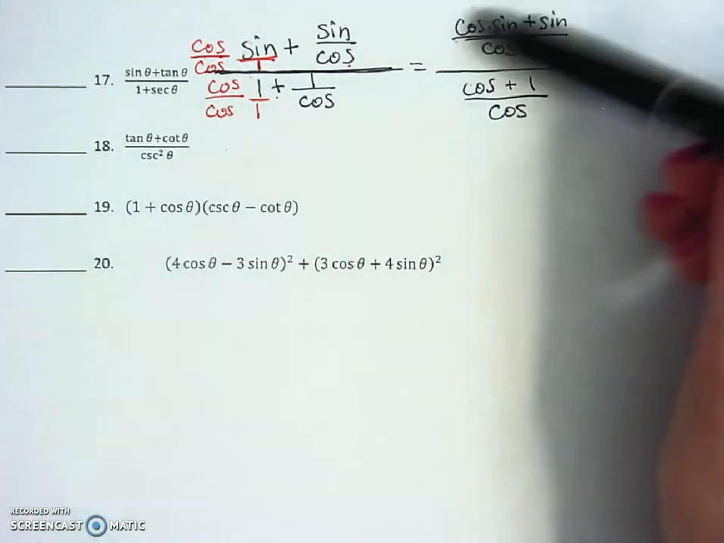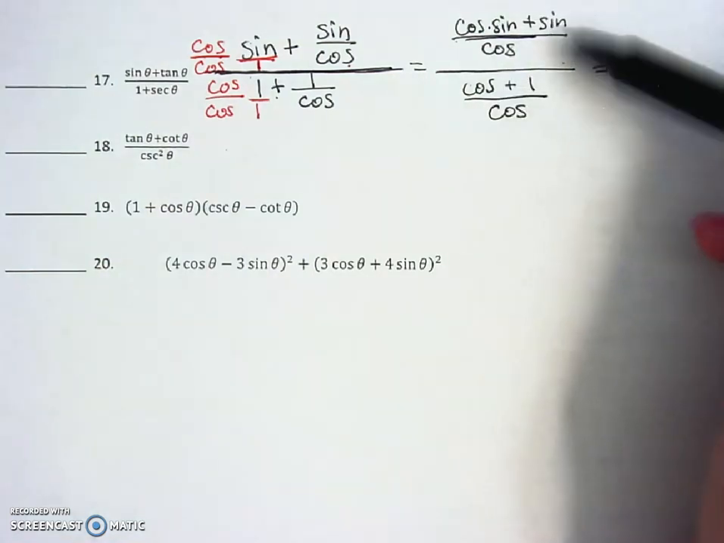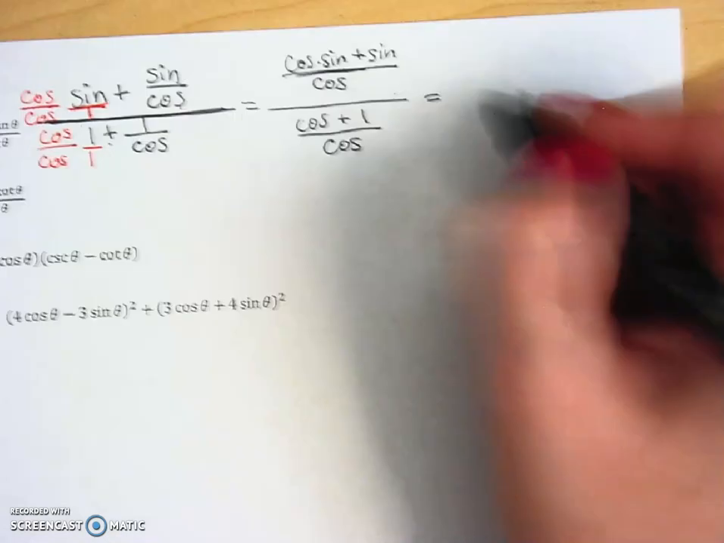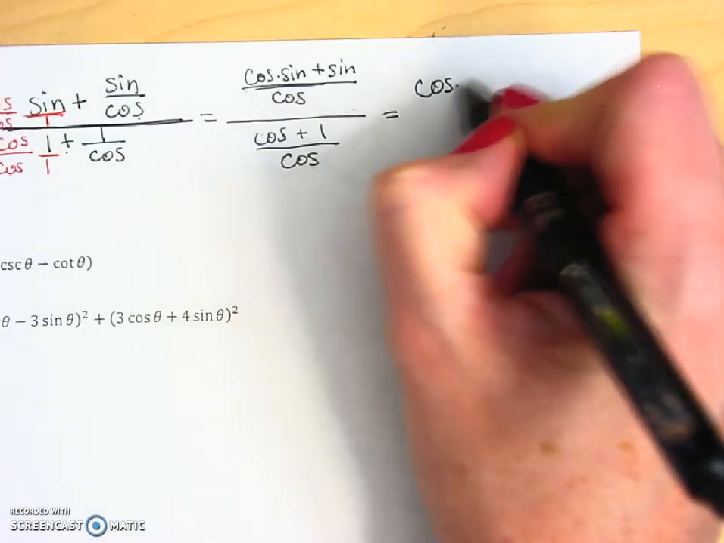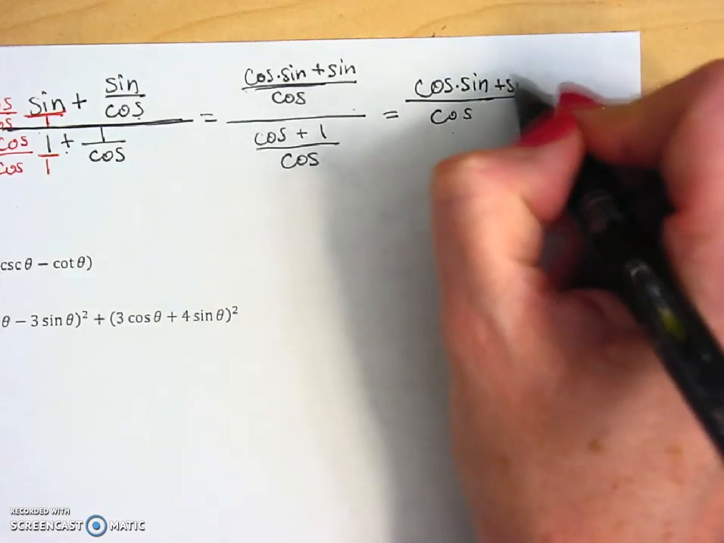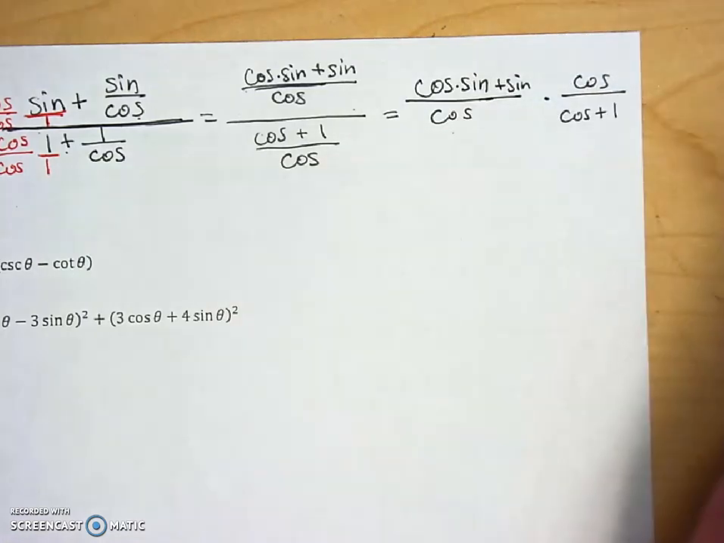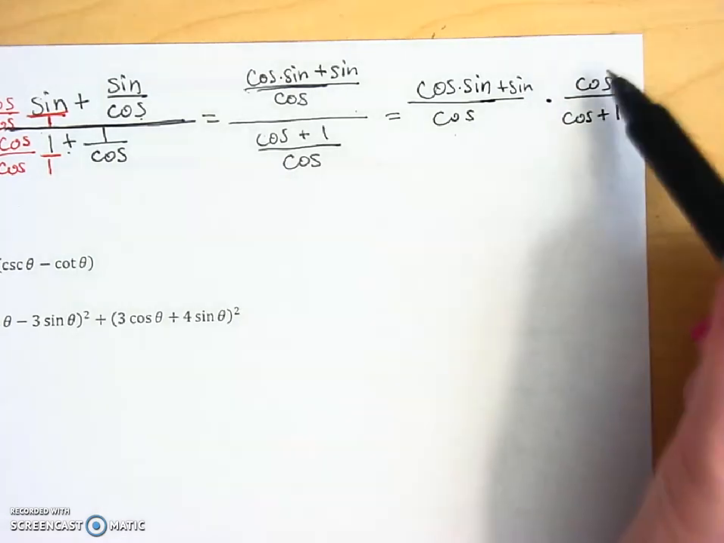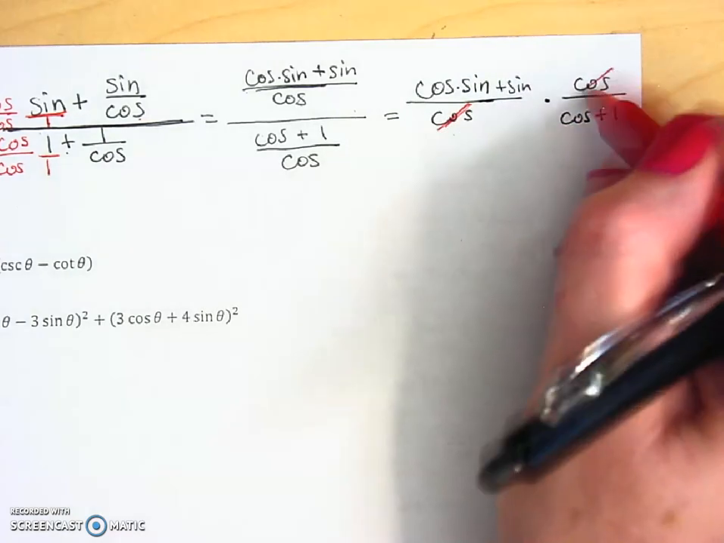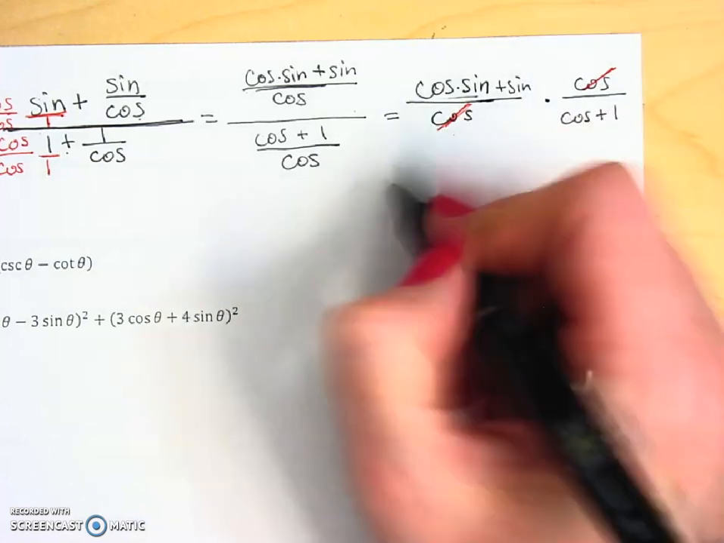So now I have just one fraction over one fraction. I'm going to keep this one the same, change this division to multiply, and flip the bottom fraction. So now when you're multiplying fractions, any numerators or denominators that match can be canceled. So I'm canceling here. And then in this numerator right here, or let's look at what I have right now.